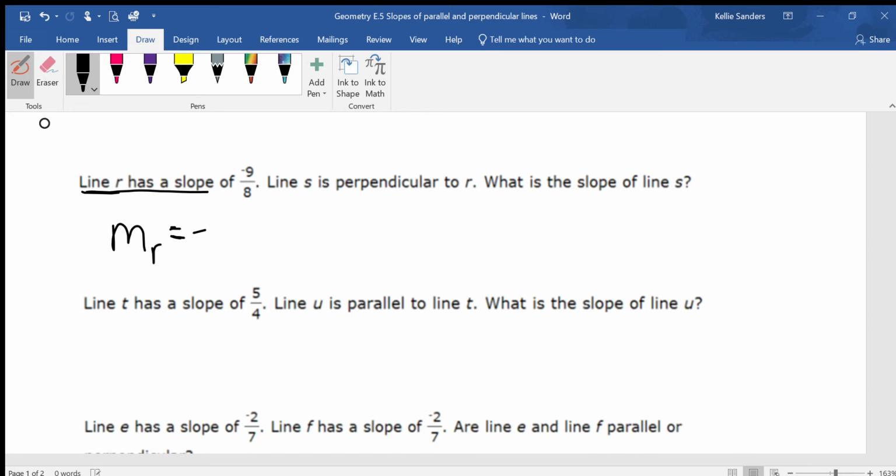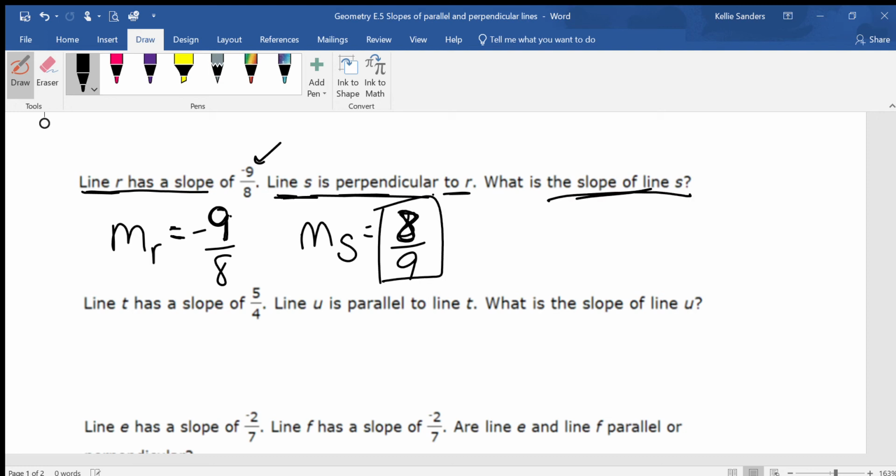The slope of R is negative 9 over 8, because that's what it told us. Line S is perpendicular to line R. So automatically, if I know the R slope is negative 9 over 8, then the slope of S, or M sub S, is what's perpendicular to negative 9 over 8? A positive 8 over 9. Okay, and it says what's the slope of line S? So I've answered it, so I'm finished.